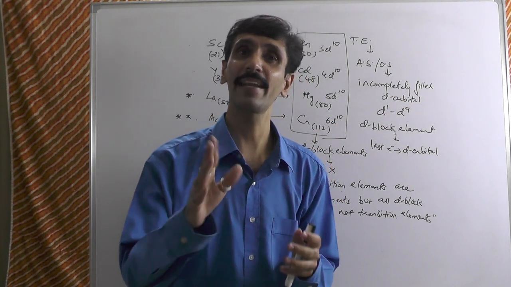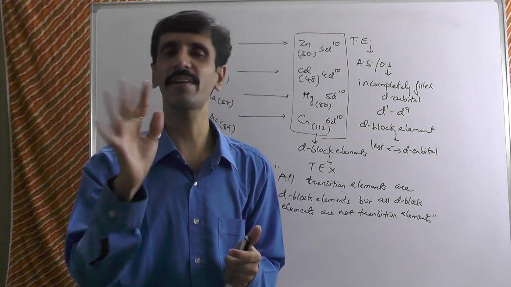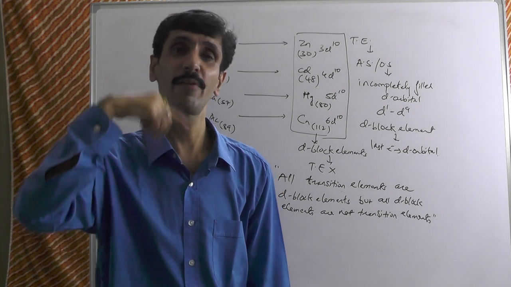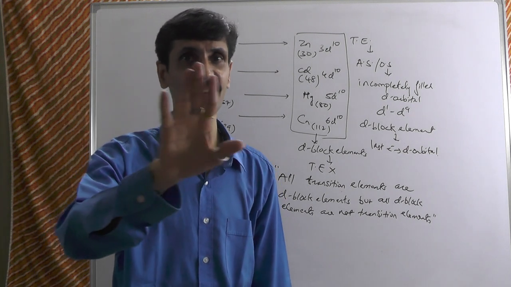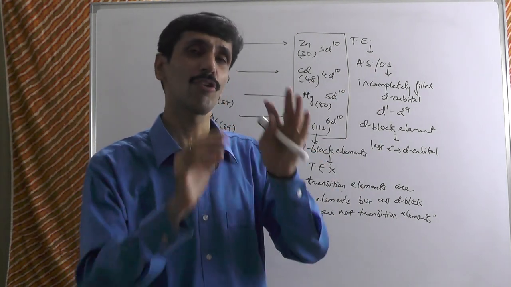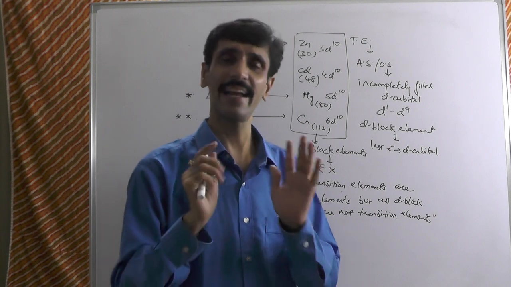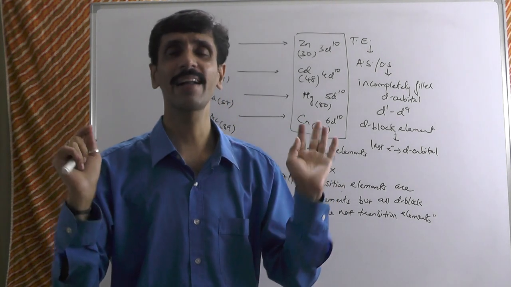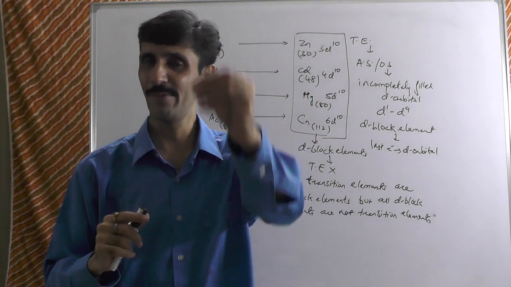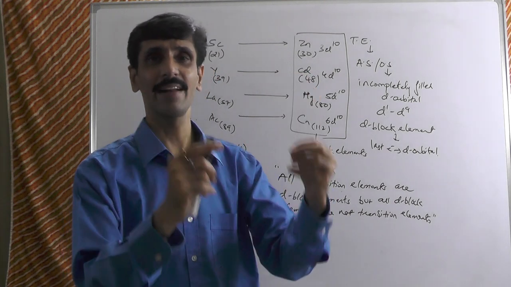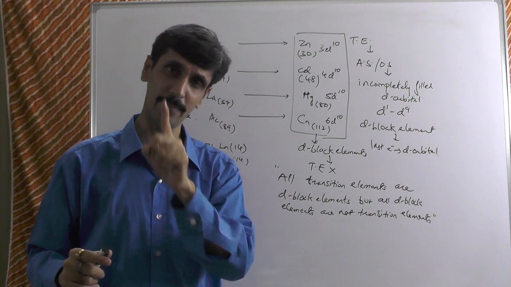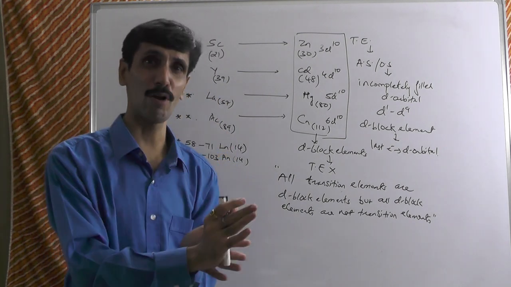Am I clear with this one? So scandium goes out of the picture. It is not a transition element according to the revised, modified definition of transition element. But as I said, we want to be within the limits of the syllabus. So accordingly, we are here right now considering only one simple fact, that an element either in the atomic state or the oxidation state having an incompletely filled d orbital, we call it a transition element. Of course, the bifurcation is there in the syllabus between a transition element and a d-block element.